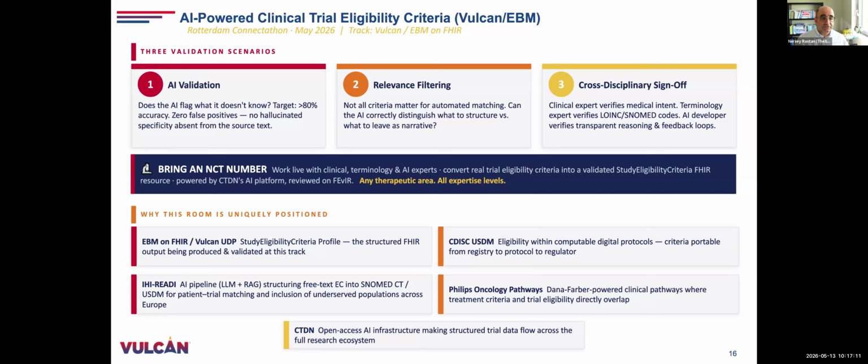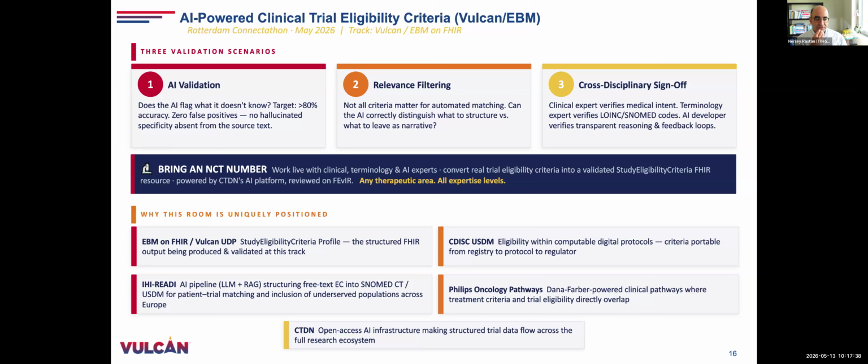Who's on our table? For sure, next door to us we have a Vulcan UDP, of course, so we're going to be collaborating with each other. We have the IHI Ready represented by a couple of people. It's a European project. CDISC is there sitting next door to us. I'm not sure if Philips Oncology is going to sit on our table, but they are sitting in the room, so we will try to see if we can find a way to connect with them.